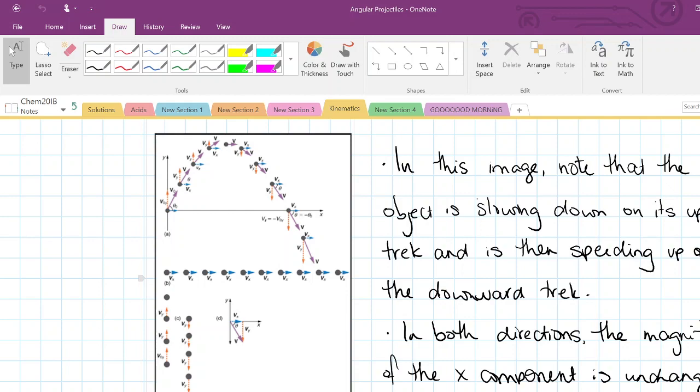If the object takes off from this height and it lands at this height, you'll notice that the length of this purple arrow is equal and opposite to the length of the purple arrow at the end, right? And the orange arrow is equal and opposite to the orange arrow, the y vector or component at the end. And the blue arrow is the same throughout.